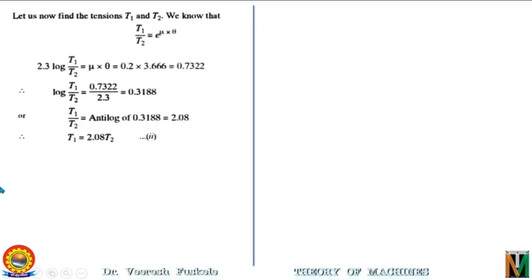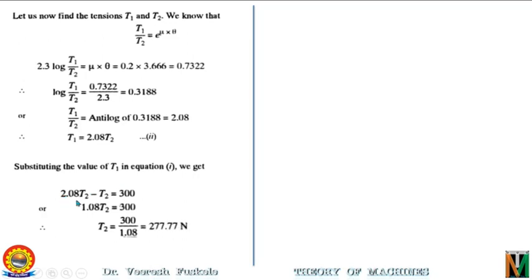Now substituting the value of T1 in equation 1, we get 2.08 T2 minus T2 is equal to 300. This gives us T2 is equal to 277.77 Newton. Further, substituting the value of T2 in equation 2, we get T1 is equal to 2.08 multiplied by 277.77. That is, T1 will be equal to 577.76 Newton.